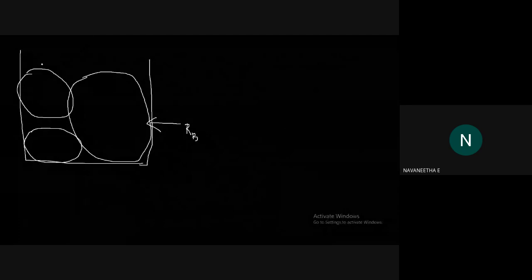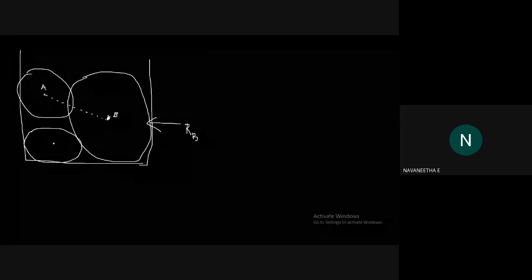Then we'll need to consider, first of all, this is the center of ball A and this is the center of ball B. So there will be a reaction force between A and B, that is RAB, and also there is a reaction force between B and C, because these balls are kept in touch. There is a contact between B and C and B and A, so there will be a reaction force between these balls.